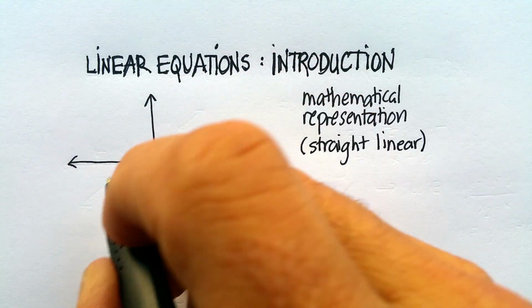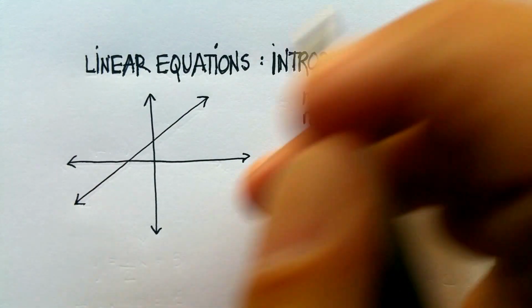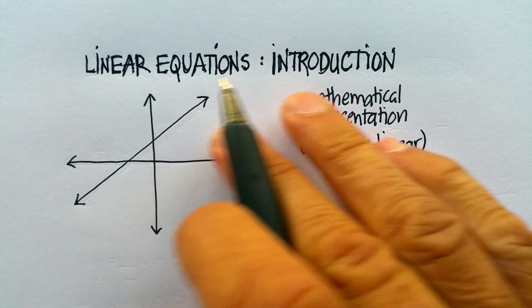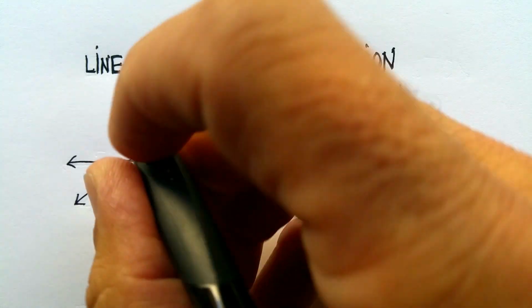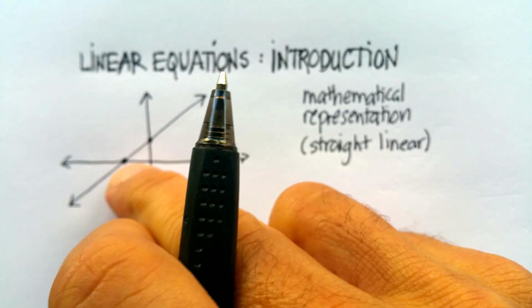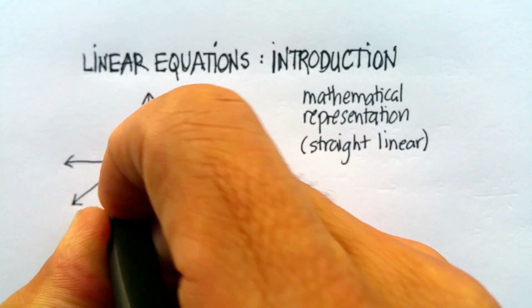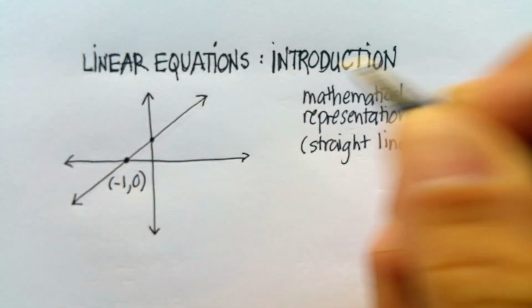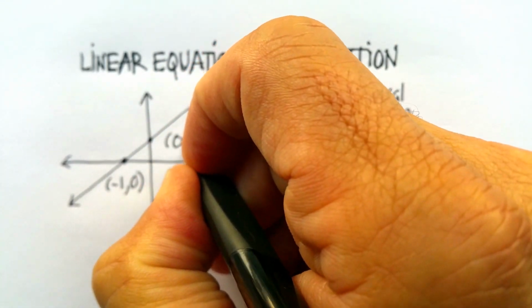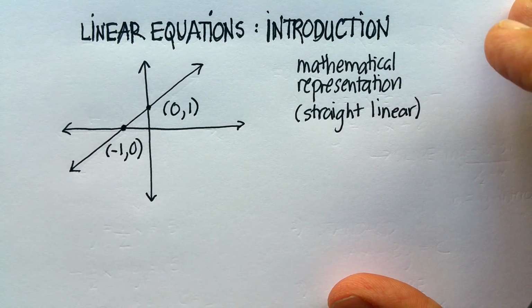Let me give you an example. Let me just draw a line through here. Okay? And so there's a line that goes through. How would I write this line mathematically using mathematical language? In order to do that, let me identify these 2 points. We'll call this point here -1 along the x, 0 along the y. And let's call this one 0 along the x and +1 along the y. Okay, now that's our situation.